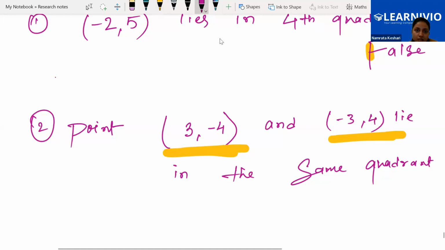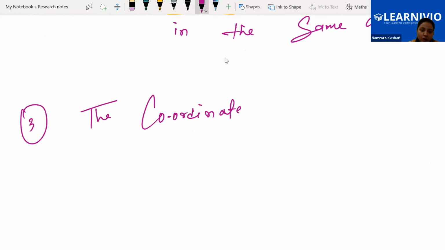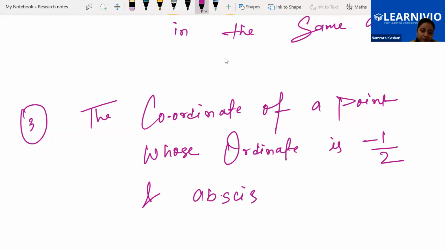Now the next statement is: the coordinates of a point whose ordinate is -1/2 and abscissa is 1 are (-1/2, 1). Is it true? Ma'am, false.